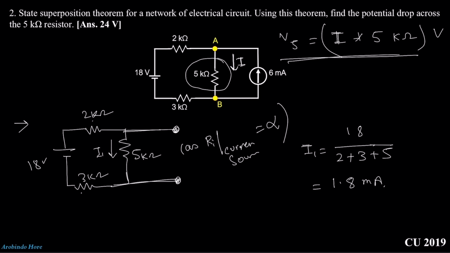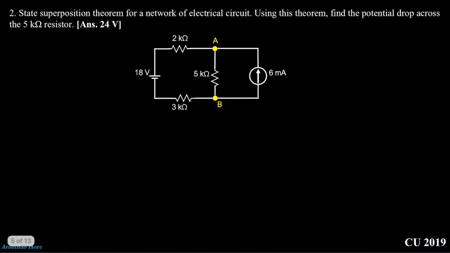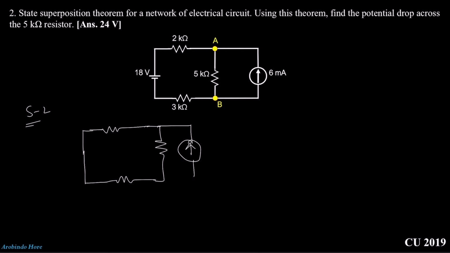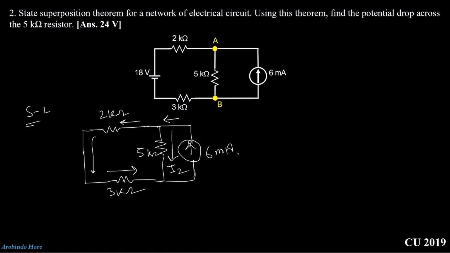Okay, so we've already got the current with the 18 volt voltage source. Now next go to the other source, that means only the 6 milliampere. So step 2: the voltage source will be replaced by a short circuit. We have 6 milliampere, 5 kilo ohm and 2 kilo ohm, and here 3 kilo ohm. The direction of current will be this side, this side, this side and this side. We need to apply the current division rule. Here I assume this current is I2, applying the current division rule in this particular node.